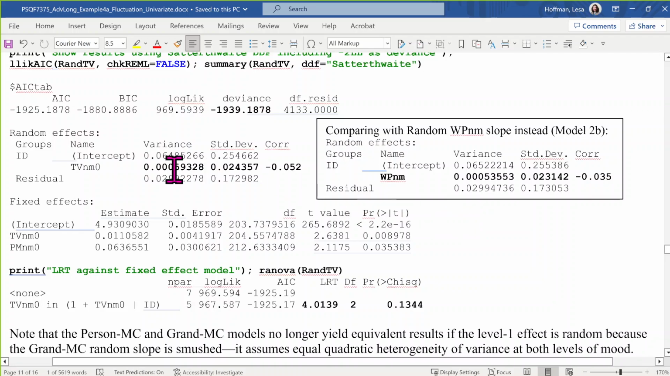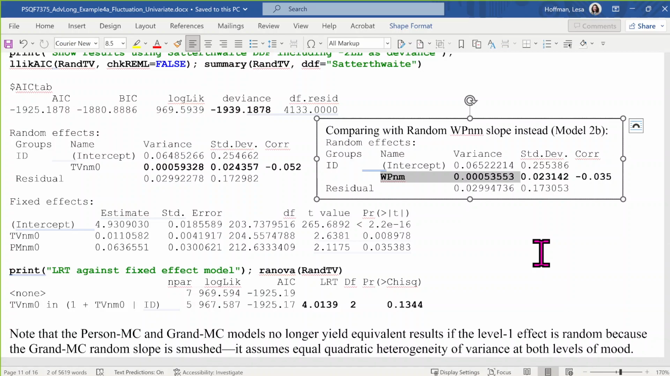Which of these is okay? The constant centered random slope or the person mean centered random slope? The person mean centered one. Yes, it is. That's the one that's not smushed.